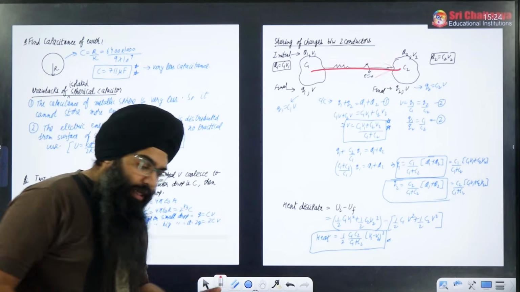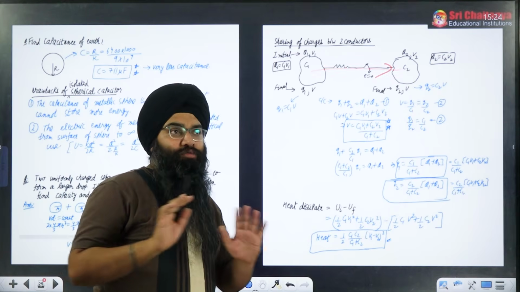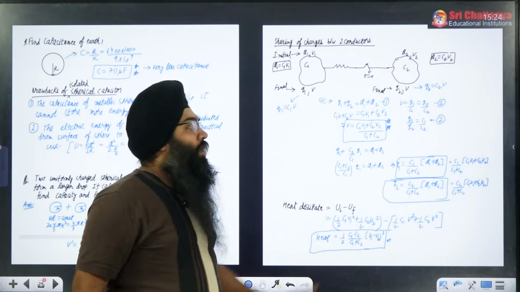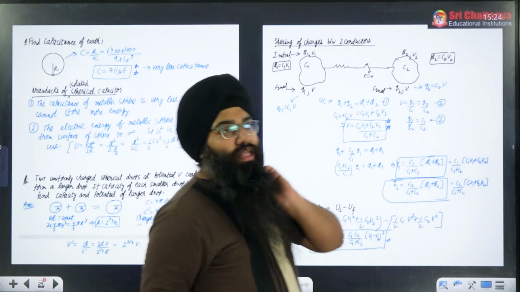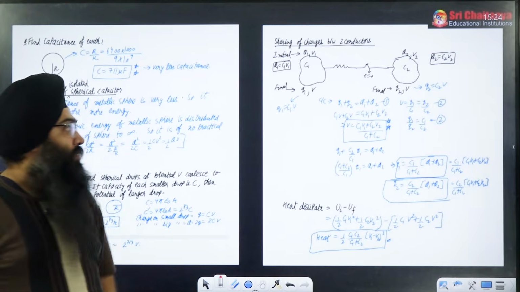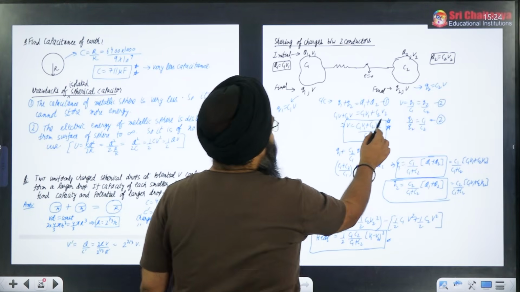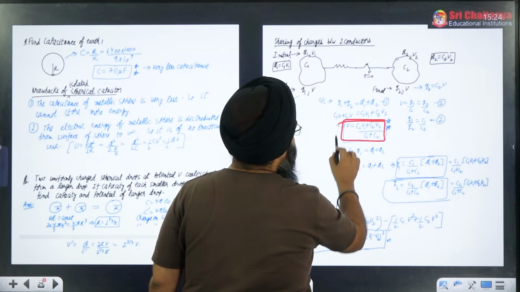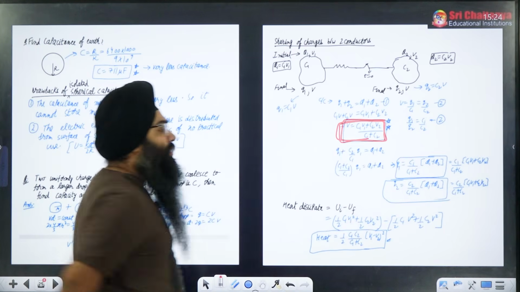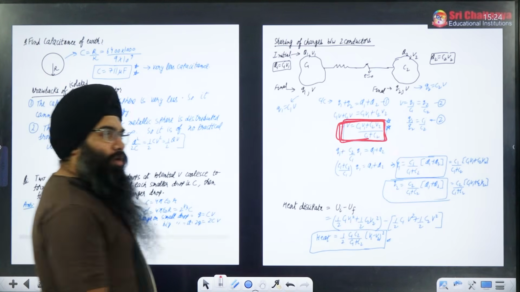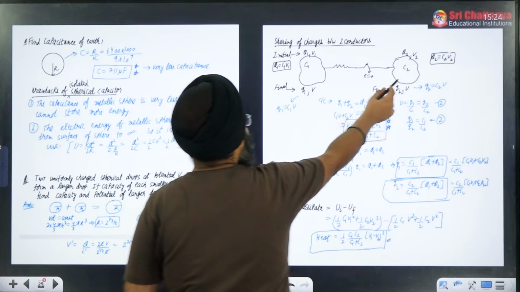Finally, after some time, the potential difference between the two conductors will become zero, or the potential will become the same. So they will ask you what is the common potential of this system. The common potential will be given by (C1 V1 + C2 V2) divided by (C1 + C2). Please remember this result. How to calculate this? Very simple. Finally the potential will be the same.